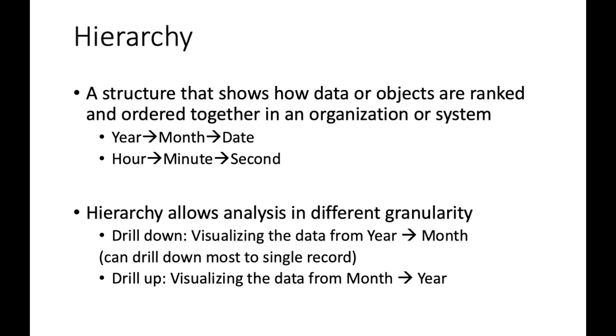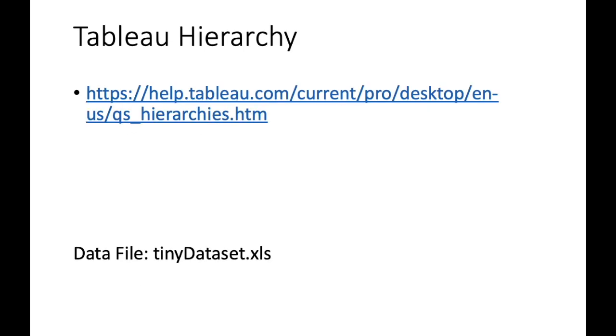You can drill down, meaning work down the level of detail to be more detailed. That is visualizing the data from year down to month. That is drilling down to a single record. A single record would be the date. And then drill up is visualizing data in a more aggregated way. So that is working up from the date to month, and then month to year.